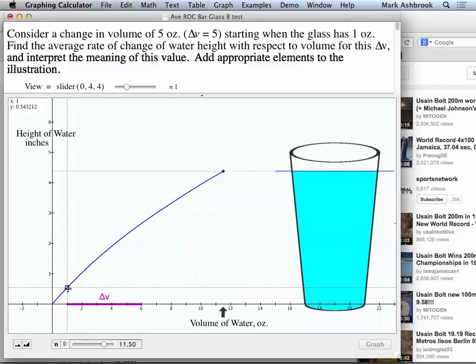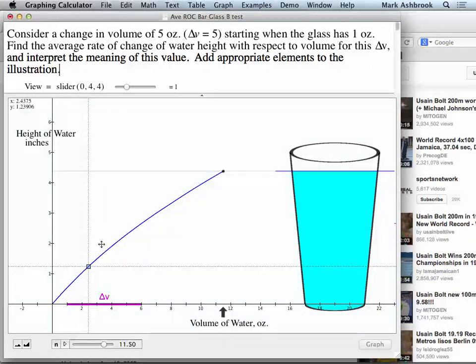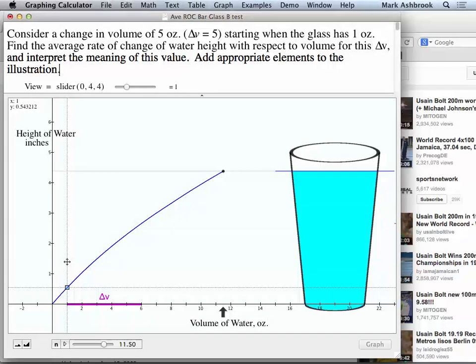At 1, the water height is 0.54 inches. I think he's on to something, right? And then at 6, the water height is 2.66. So 0.54 and 2.66. Now can you find it? Find the average rate of change for this particular change in volume.